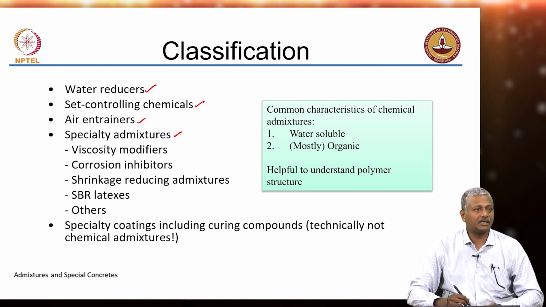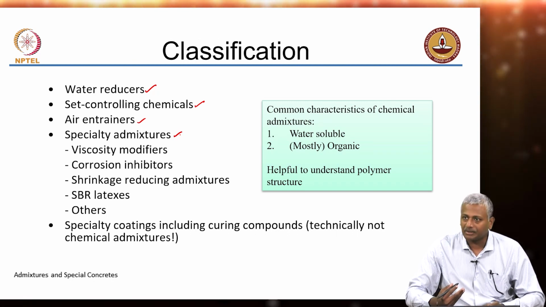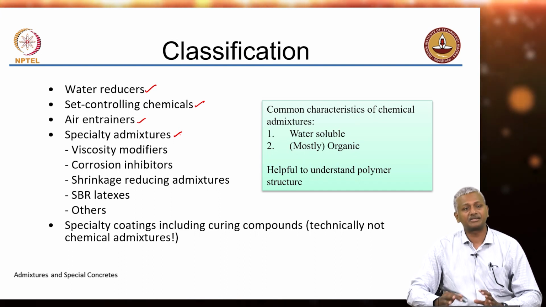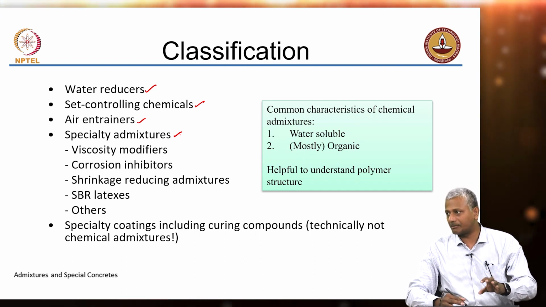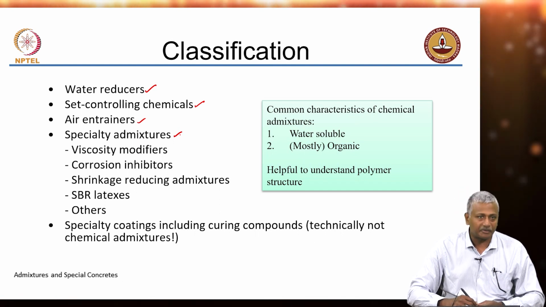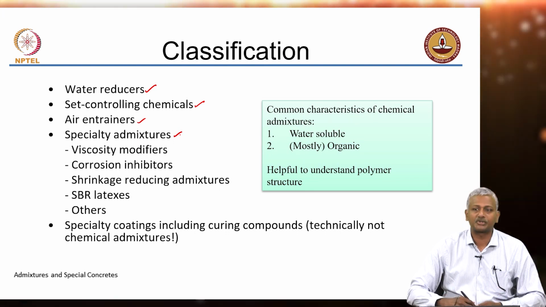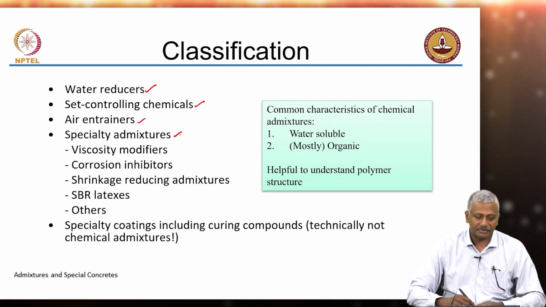You want to protect the steel from corrosion, so you inhibit the corrosion from happening inside the concrete, which can be a mechanism both affecting the steel or the concrete. So in this case, we call it corrosion inhibition, or corrosion inhibitors are the admixtures that are used, and shrinkage reducing admixtures for the obvious purpose of reducing the extent of shrinkage that happens in concrete.